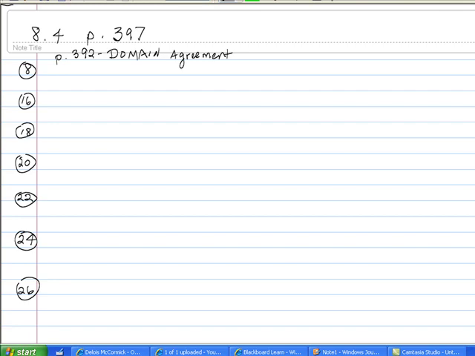9 is mapped to 32. 11 is mapped to 47. 4 is mapped to 47. 17 to negative 69. And 15 to 14. As we can see, each x is matched to one and only one y. So that means we do have a function.